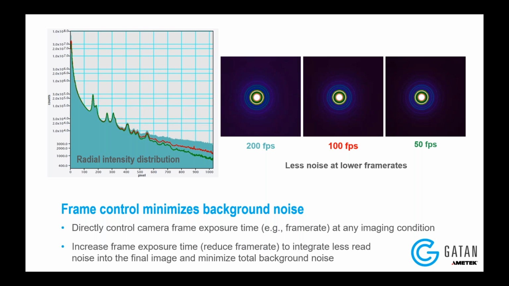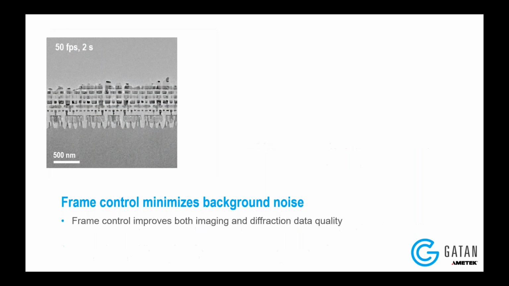So by using this frame control method and decreasing the noise floor from the data, you can start to see new things in your data that you wouldn't be able to without using this frame control mode. And so I think that this is one of the best modes of the camera, and it's going to have a lot of utility for a wide range of applications, both diffraction and also imaging, here as I show on this next slide.